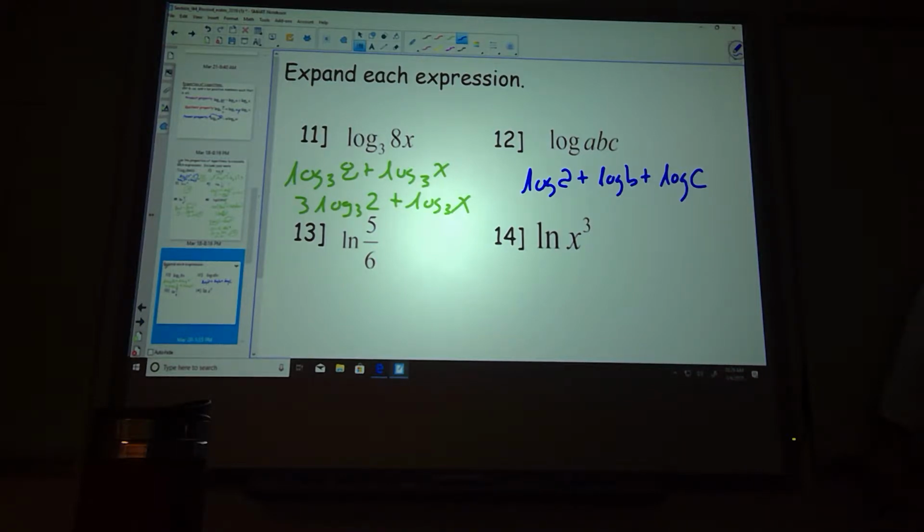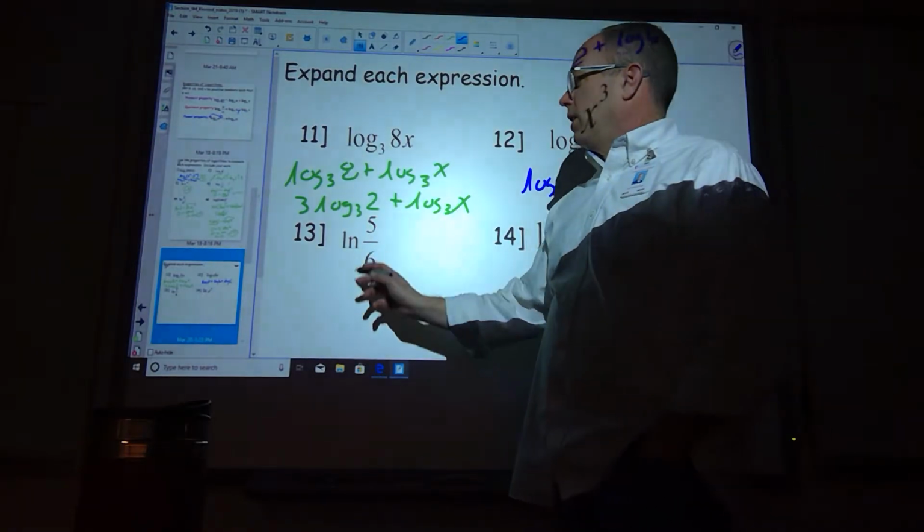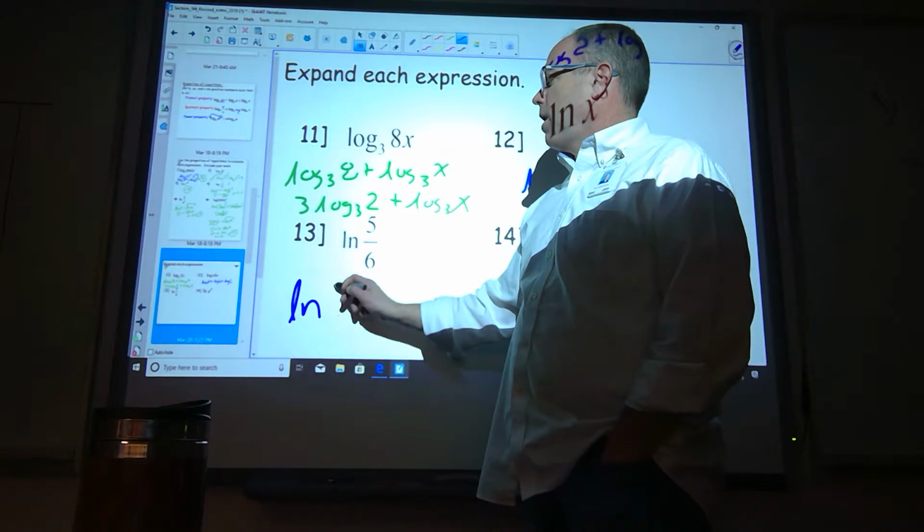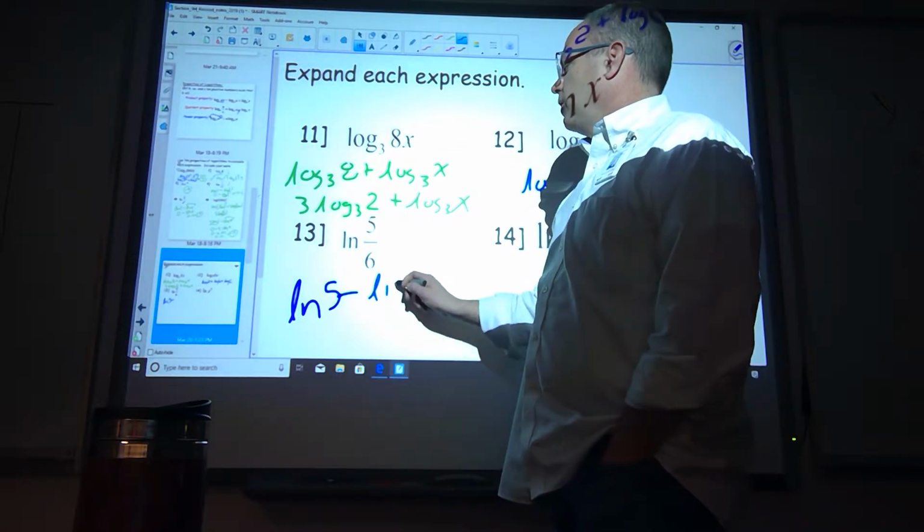Okay, so when you're multiplying things together and we're doing the log of that, we can expand it, saying the log of the first plus the log of the second plus the log of the third. And then natural log of dividing. Natural log has the same properties, so we're going to make a subtraction sign.